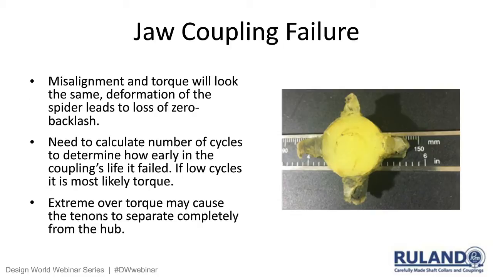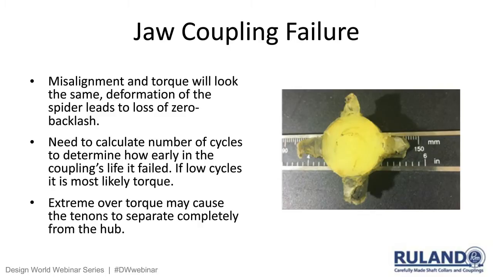Jaw coupling failure. Here's a spider which has disintegrated pretty badly, but misalignment and torque will look the same. Deformation of the spider leads to loss of zero backlash. You need to calculate the number of cycles to determine how early in the coupling's life it failed. If low cycles, it's most likely torque. So again, when the spider loses its ability to rebound from being compressed, you're going to start to develop some clearance at that point. And this is actually a normal process over time.